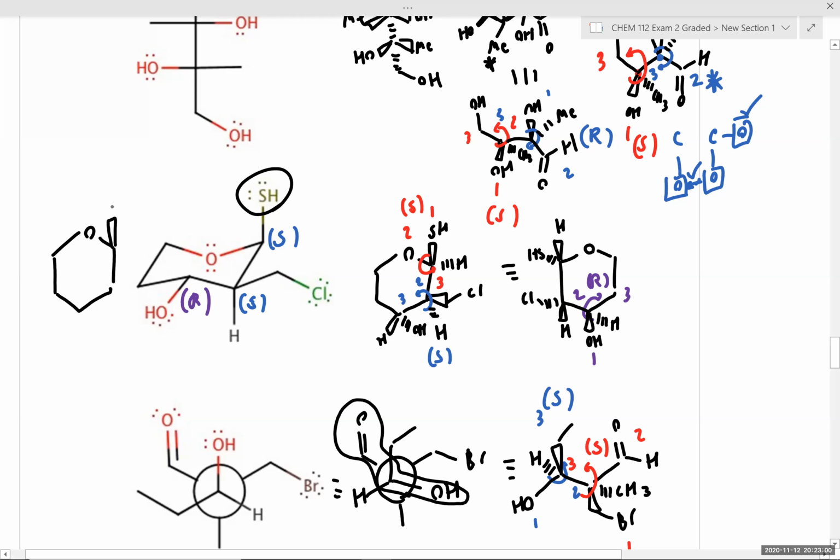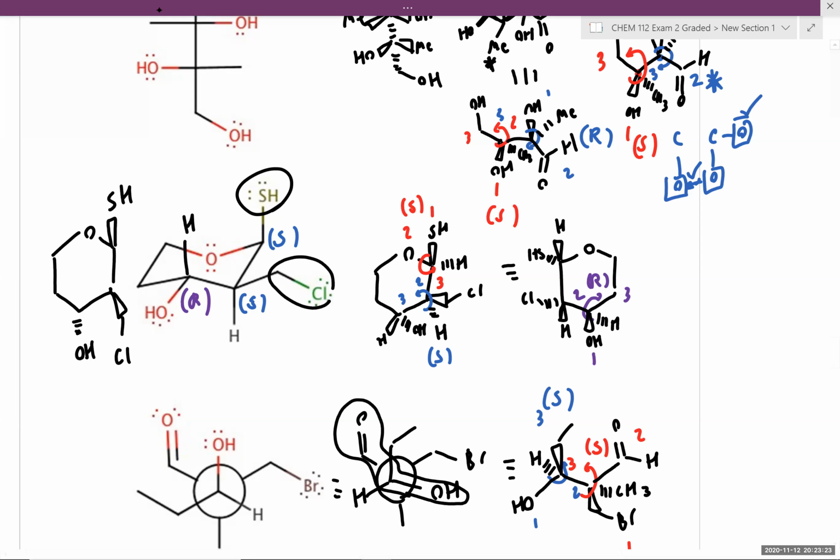Up, so we put a wedge. Is this chloride pointing up or down? Yeah, pointing up, so we put a wedge. Is the alcohol pointing up or down? Equatorial down. Yep, so we give it a dash.